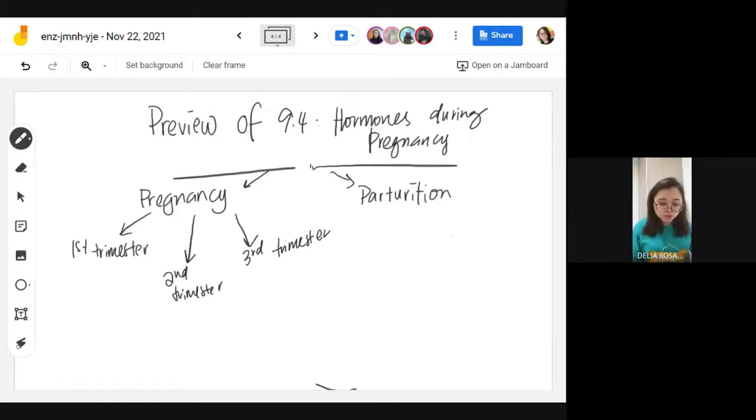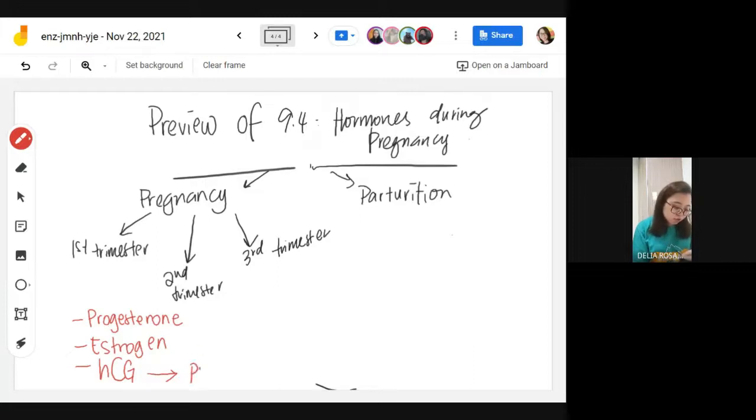So talking about pregnancy, first, second, and third trimester, you will be looking at the levels of progesterone, levels of estrogen, and also levels of HCG, human chorionic gonadotropin. You may have heard of HCG before this lesson. I will mention this in the video again, of course, but HCG, if you ever see people doing the pregnancy test kit, that pregnancy test kit is trying to detect the level of HCG in the person. So this is what is used for pregnancy test kits.